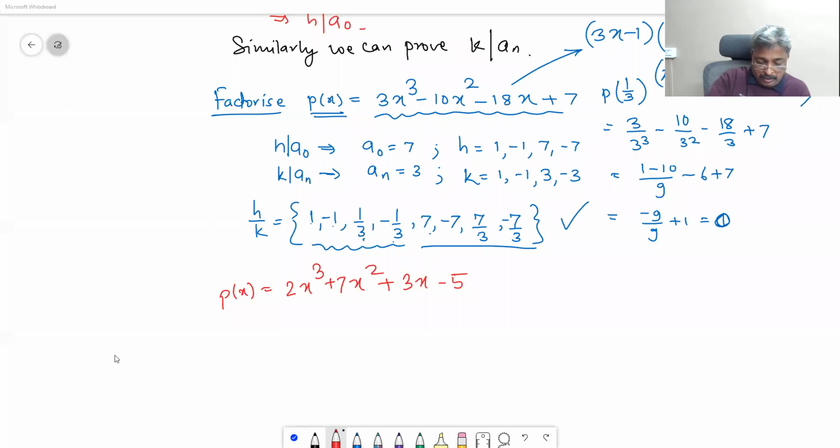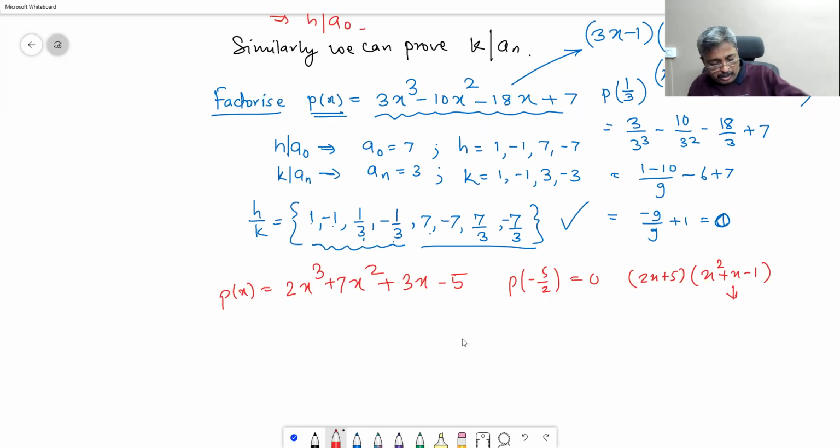Getting started. For the factors of this, again you can make a table like the earlier one, where h will be a divisor of 5 and k will be a divisor of 2. Again 2 and 5 are prime numbers, so they themselves and their opposites, total 8 numbers you have to try. And if you try P of minus 5 by 2, that makes it 0, correct? Minus 5 by 2 will make it 0. So 2x plus 5 is a factor, and the second factor will be x square plus x minus 1, which again will get factorized into two factors.